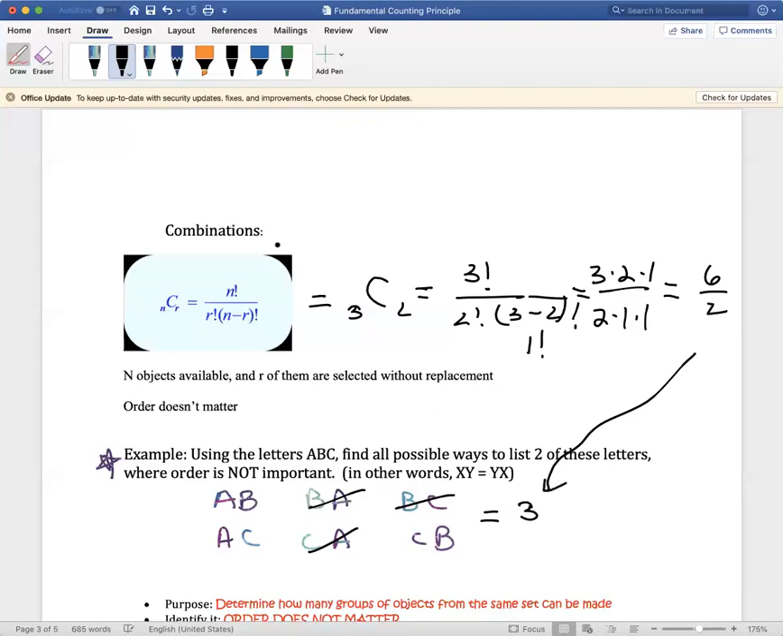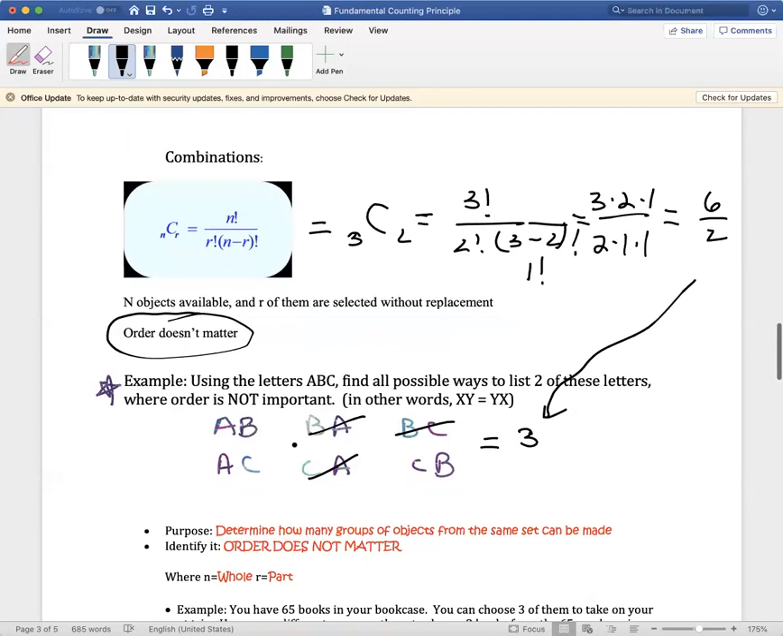So when we're dealing with combinations, what you do is you cancel out all those doubles if you have 2, or triples if you have 3, or quadruples if you have 4. And again, in combinations, we really want to remember that order is unimportant, or order doesn't matter. Okay, so let's take a look.